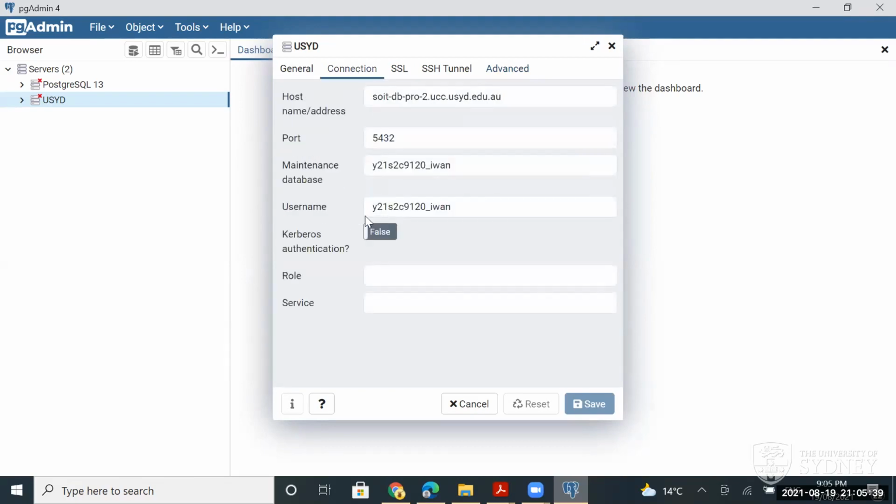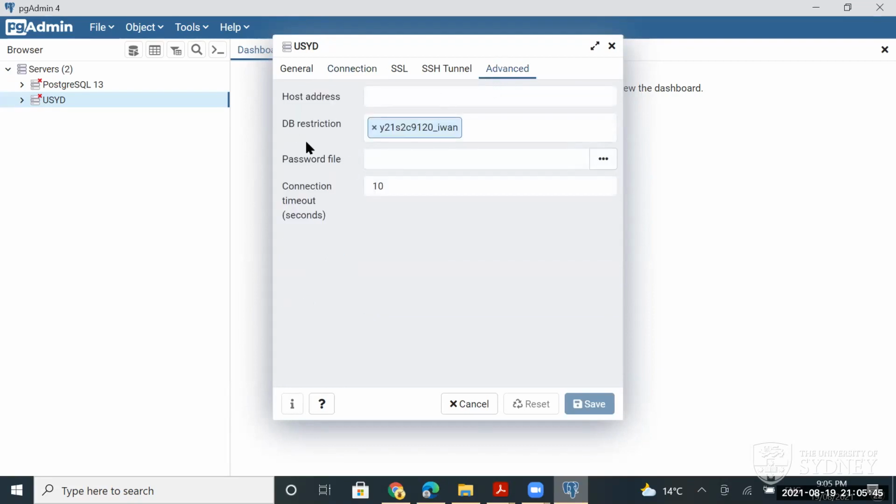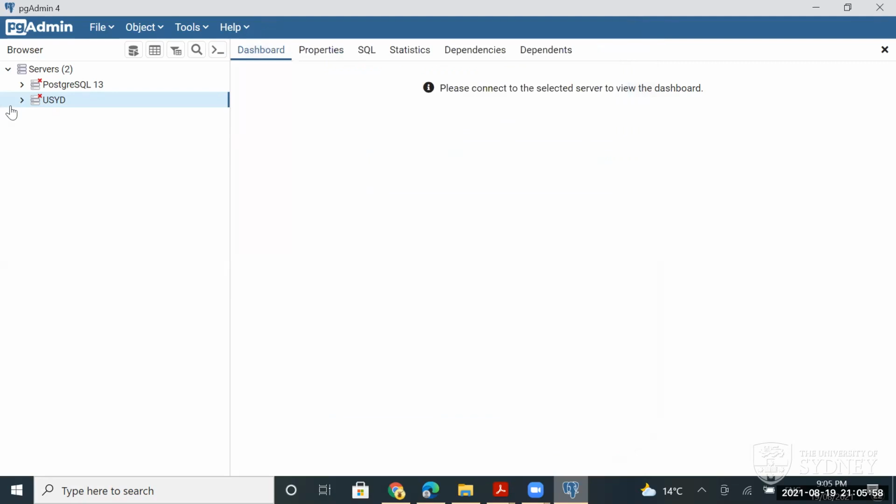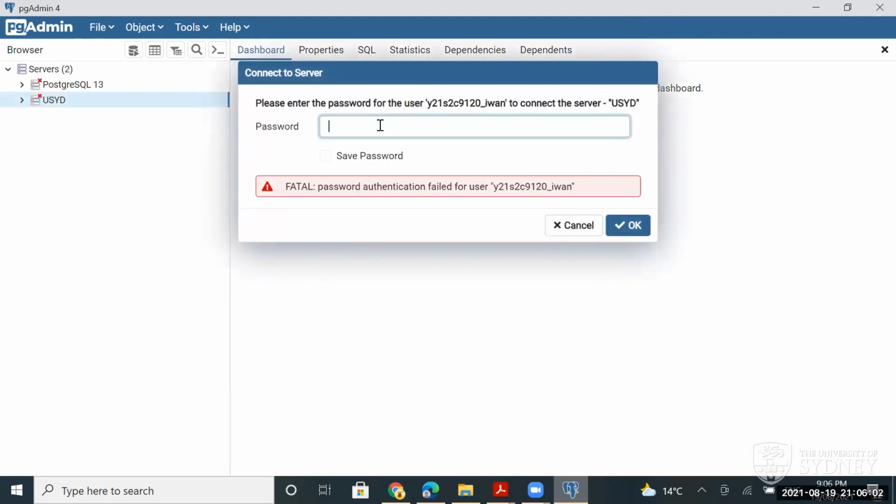Obviously, make sure you also punch in your password. Your password is your student ID, as I said. Okay, so remember this DB restriction is important, because otherwise you'll get to see other people's databases, which is not what you want. Once you have that set up, you can just click on your servers and, okay, so it's asking for a password.